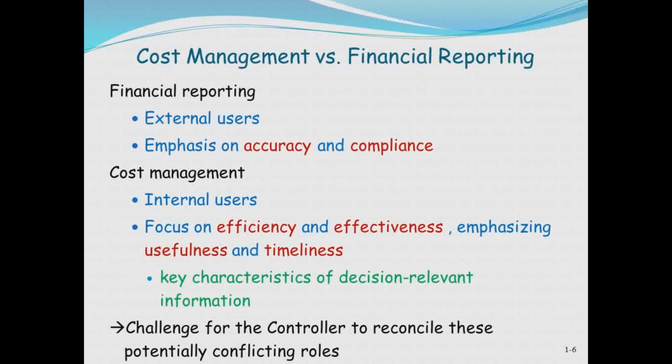So, the difference between cost accounting and financial accounting. Financial accounting is for external users, to let them know how the firm is doing. It emphasizes accuracy and compliance with rules that are set out. Cost accounting is for internal users. It focuses on efficiency and effectiveness and emphasizes timeliness and usefulness of information. Different focuses between financial and cost. And they both report to the controller, so the controller is dealing with competing goals and has to make sure that he or she can do that correctly.